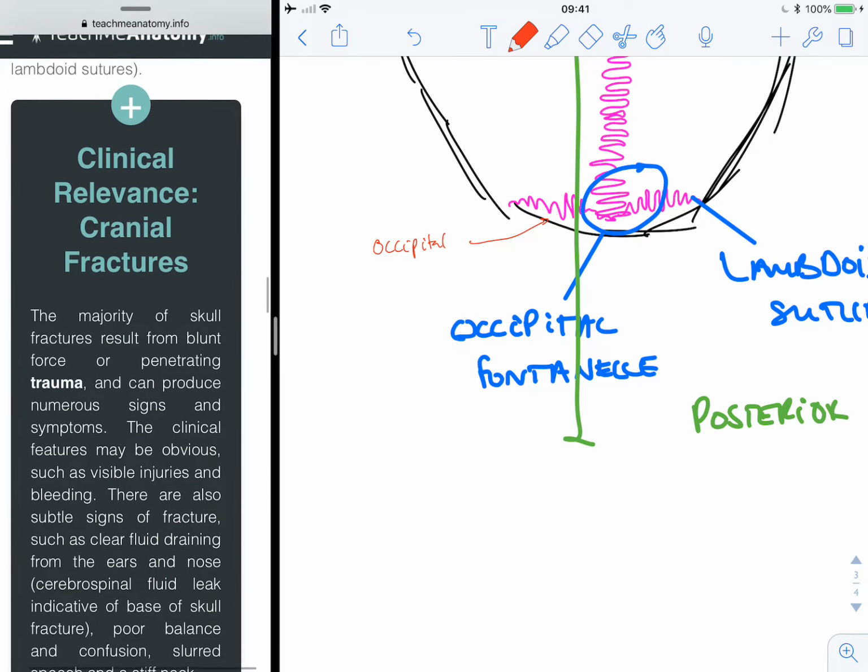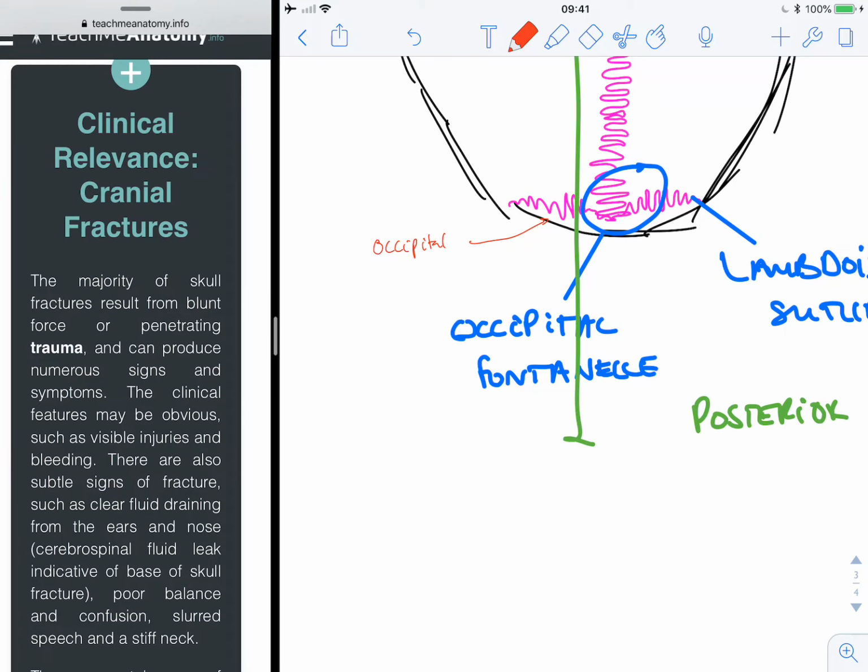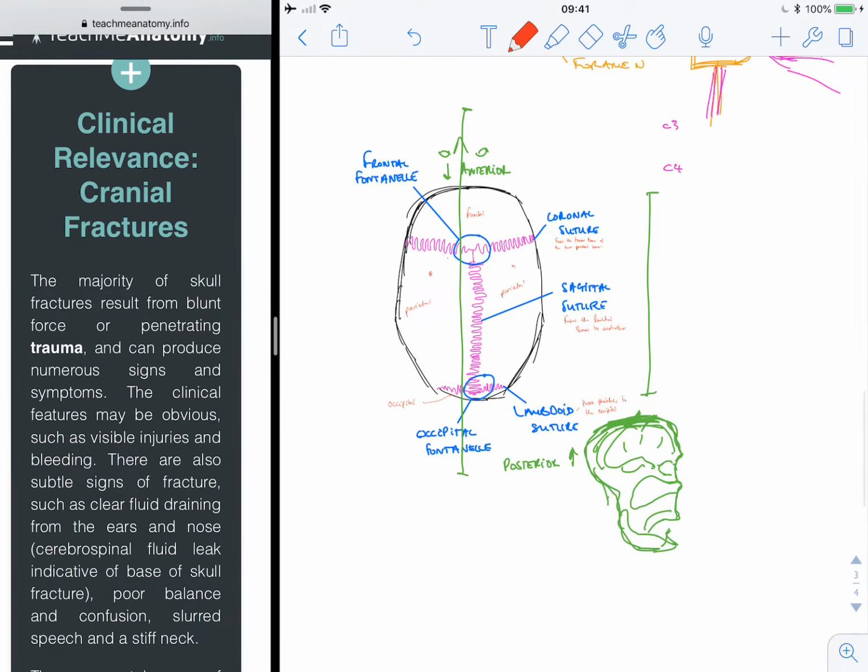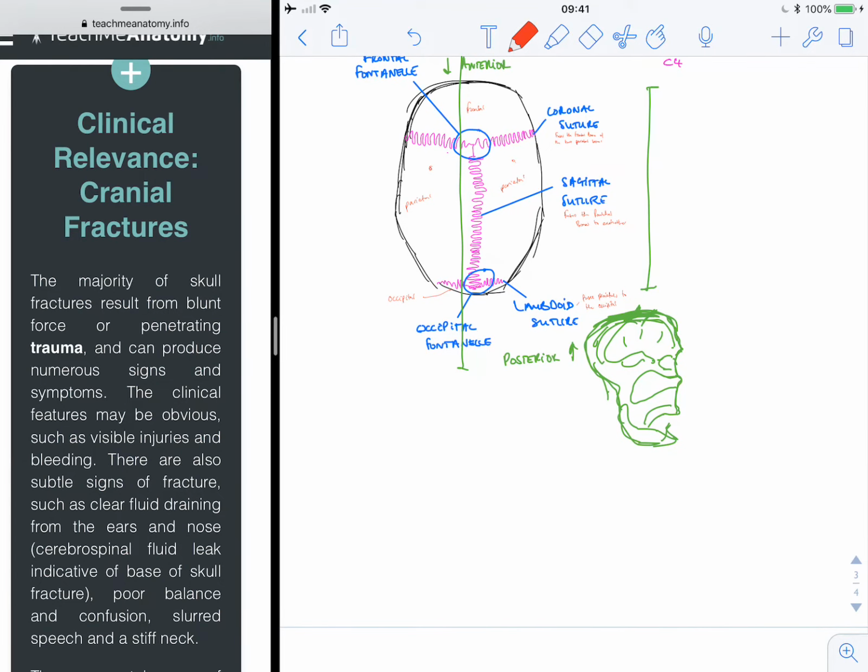Now, clinical relevance. This is always very, very important in medicine for obvious reasons that I need not go into. The majority of skull fractures result from blunt force or penetrating trauma.